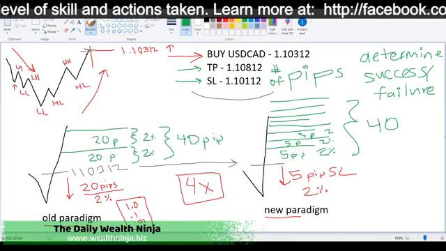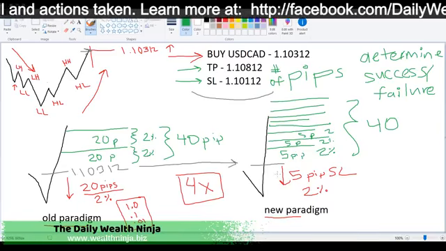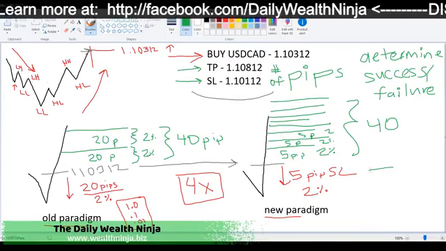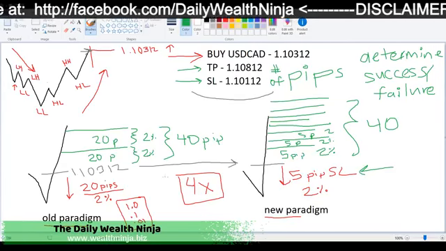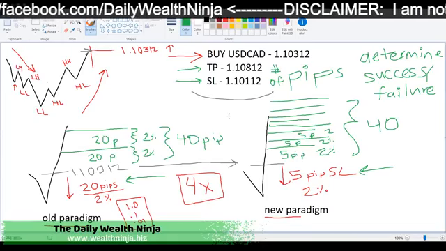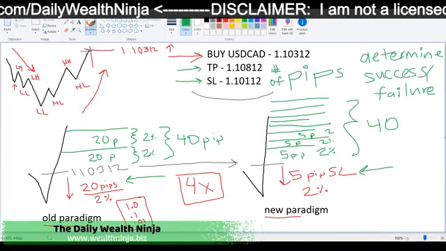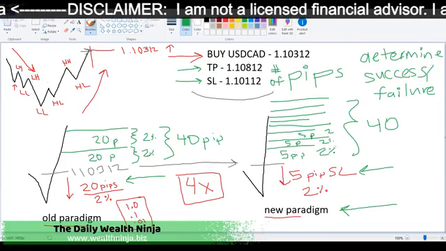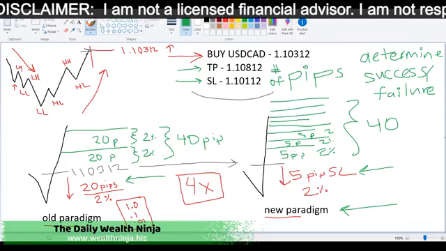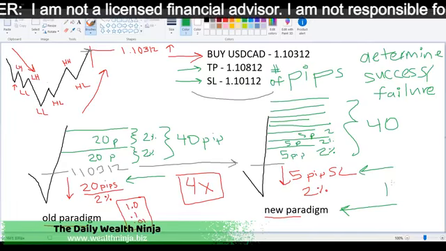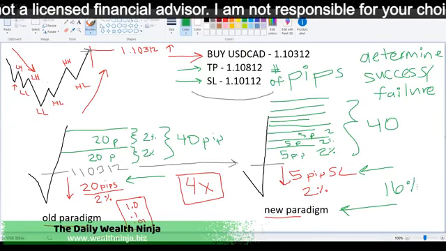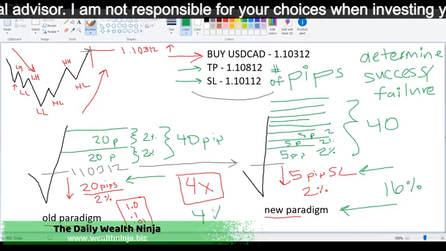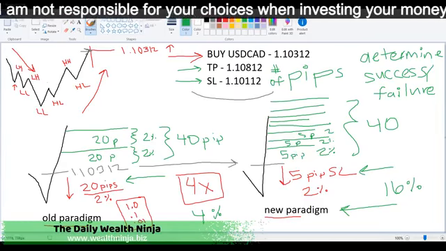And so for the same trade, where you were risking 2% of your account, you had a tighter stop loss over here than you did over here, right? Even if you both got in the same trade, with the new paradigm you would have gained 16% of your account versus just a mere 4% over here.